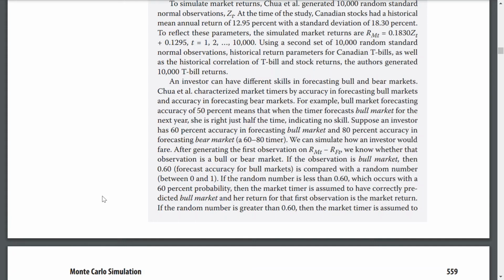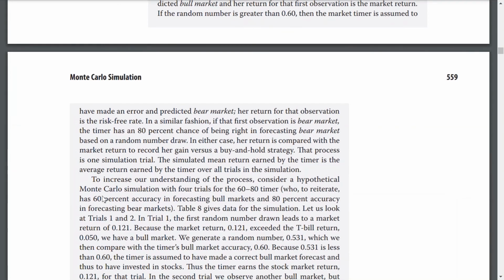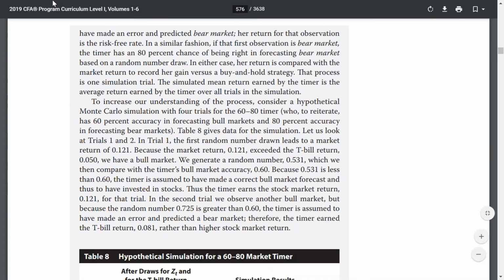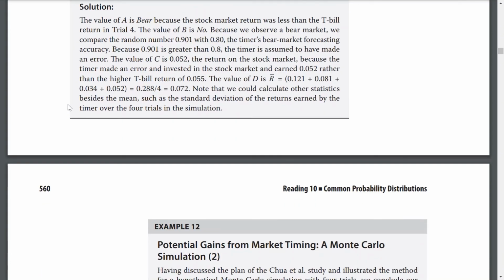If a random number is less than 0.6, which occurs with a 60% probability, then the market timer is assumed to have correctly predicted bull markets, and her return for the first observation is the market return. If the random number is greater than 0.6, then the market timer is assumed to have made an error and predicted the bear market. The return for the observation is the risk-free rate. So here's a solution, example 2.